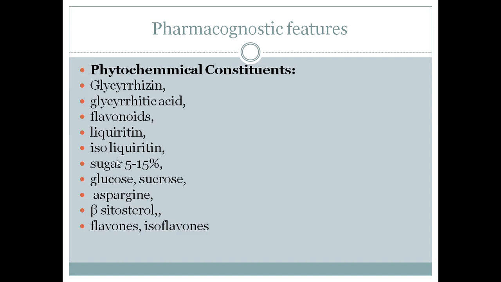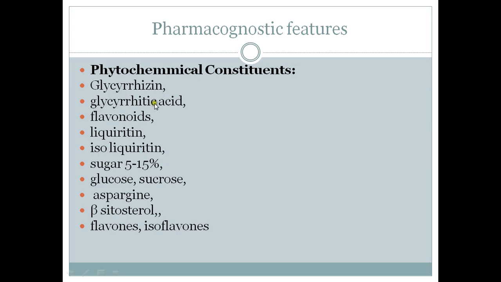Now, the pharmacognostic feature. The phytochemical constituents that are present in Glycyrrhiza glabra are glycyrrhizin. This is the most important compound. This is the sweeter compound. This is the main compound which gives the sweet taste to the Glycyrrhiza glabra.